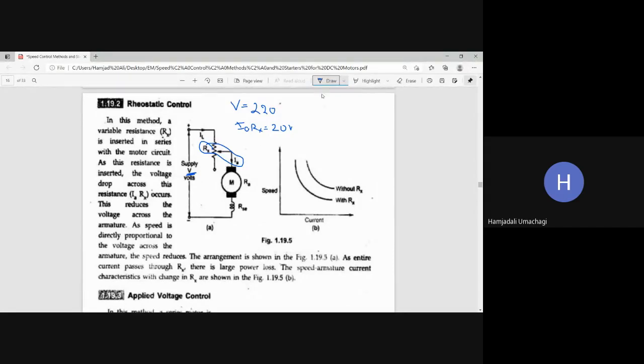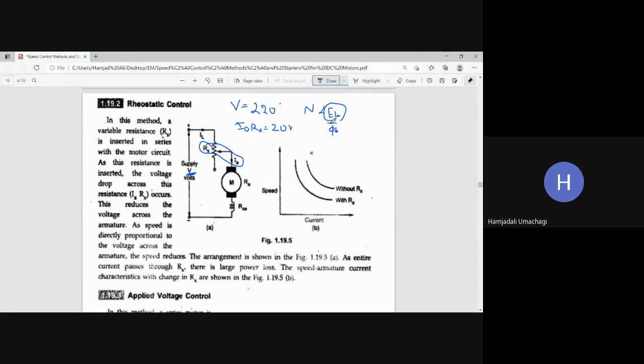Then what is the speed now? The speed equation is governed by Eb by phi. But now we are going to change the armature voltage, so you need to concentrate on the numerator part. Keep the flux constant. Don't change the flux now.